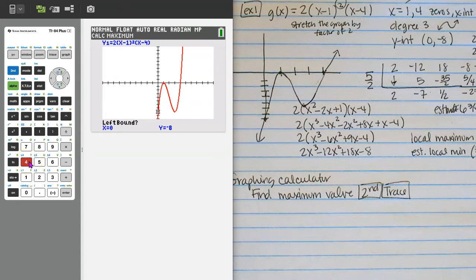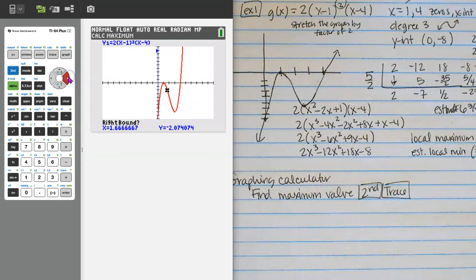So now the calculator asks us a series of questions. It wants us to narrow down what we're looking for because the calculator only does what we tell it to. It doesn't know any more than that. You can't shout at it, hey, find me the maximum. You have to answer these questions. So left bound. So I'm looking for this point, and I am on the left. So I'm going to hit enter. Then I'm going to move my cursor past the maximum to the other side.